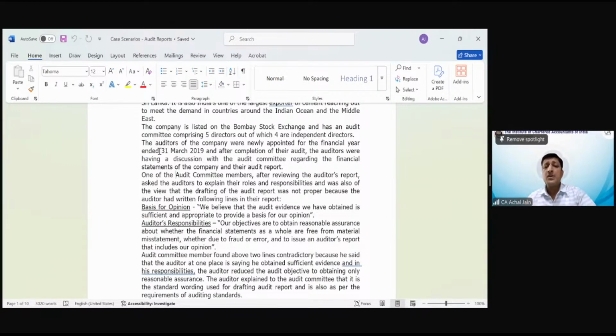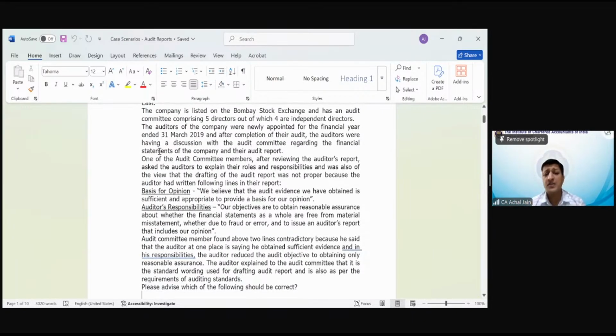One of the audit committee members, after reviewing the auditor's report, asked the auditors to explain their roles and responsibilities, and was also of the view that drafting of the auditor's report was not proper because the auditor had written the following lines in their report. Basis for opinion: we believe that the audit evidence we have obtained is sufficient and appropriate to provide a basis for our opinion. Auditor's responsibilities: our objectives are to obtain reasonable assurance about whether the financial statements are free from material misstatements or not. Okay, now what is the concern?